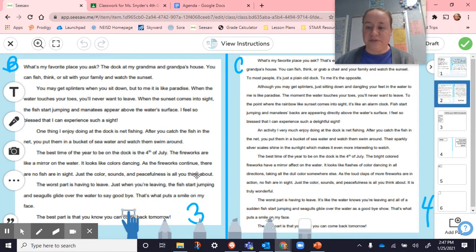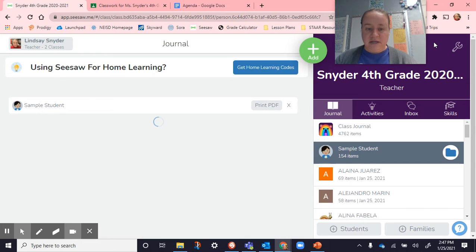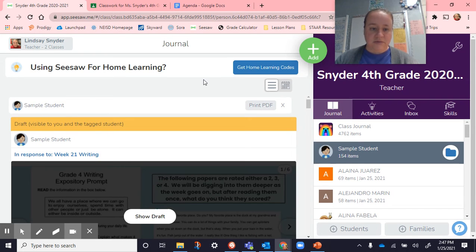We really want to give those descriptive details, like when he says where the rainbow sunset comes into sight, it's like an alarm clock. So talking about that sunset coming in and it being like an alarm clock that wakes you up, that's a simile. He's using the word like to describe and compare things. Using that kind of figurative language is really going to help push our papers to those higher scores and give the reader a much better visual of what you're talking about, and it's just more enjoyable to read than "it was fun and I liked it." That's kind of boring.